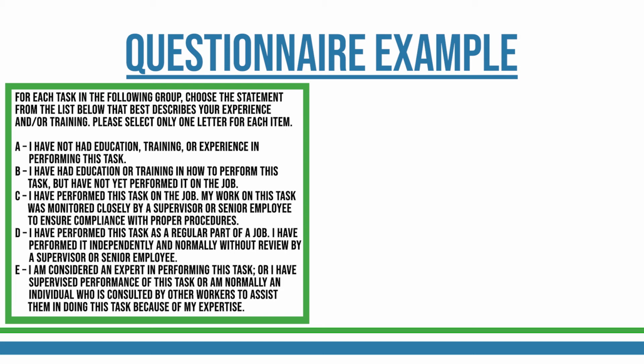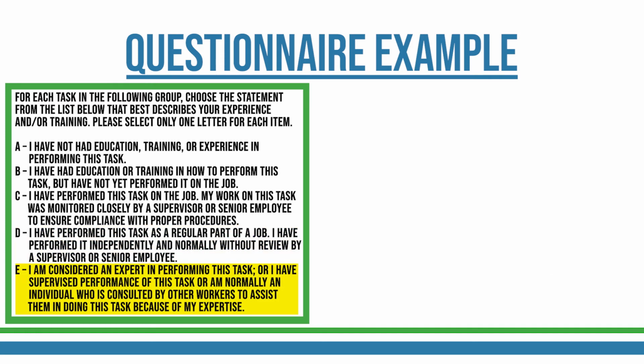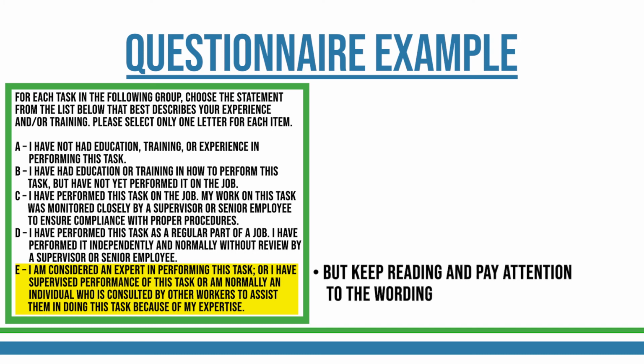Now, where most people get stuck is between D or E. So D says, I perform this task regularly, I performed it independently, and without review. And most people feel pretty comfortable saying that. Because what they don't want to say is what's an E. I'm considered an expert in performing this task. Most people are very hesitant to rate themselves an expert, and they get stopped by the period here in E. But keep reading. I have supervised the performance of this task. Doesn't say I've done it or I'm an expert. Or I am a person who's consulted by others to assist them.